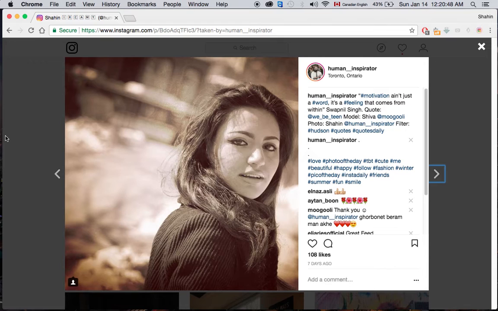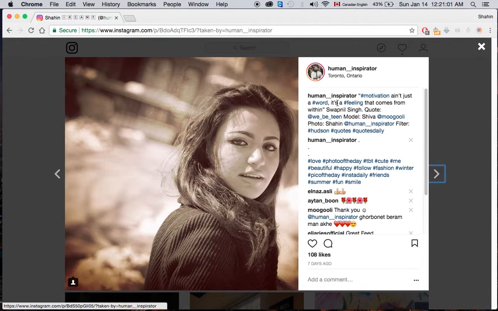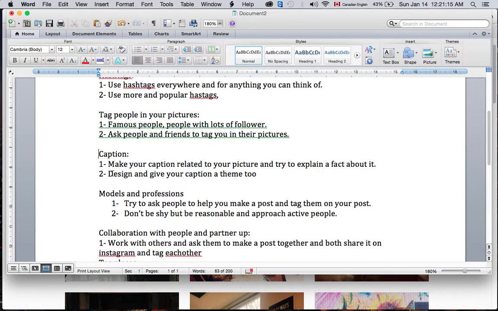So one of the things that I wanted to share with you is that your caption has to be related, and there's going to be also a fact about it. So the relation between my caption and the picture is I try to have the theme or the fact that the quote is talking about somehow related to the picture. So that's the relation I made there.